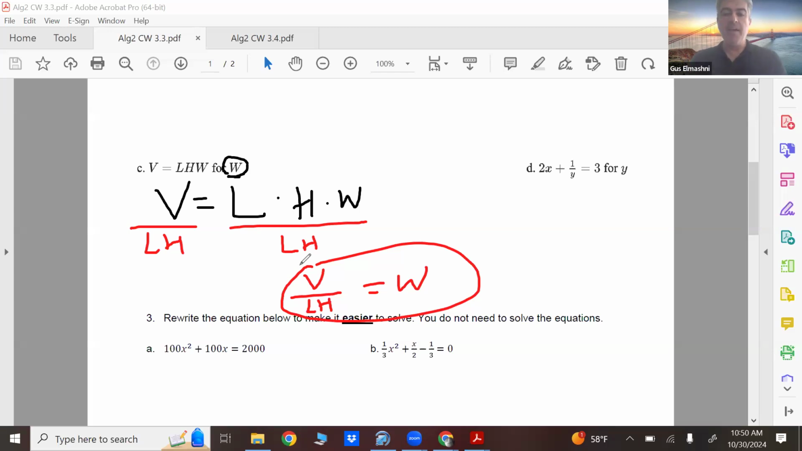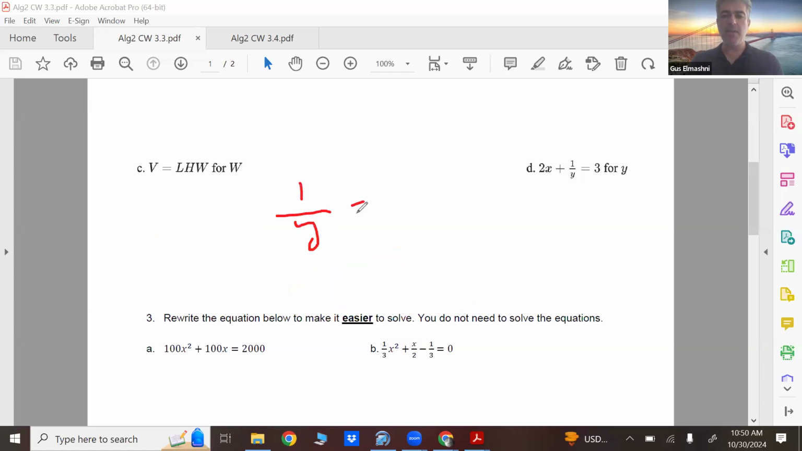Okay, good. All right. Hey, D. D's a little crazy. What do you want to get by itself for D? Yeah, so I'm going to move the 2x over first. So let me clear my screen. I'm going to move the 2x over first. So 1 over y equals 3 minus 2x, right? Because I have to subtract 2x first to get it to the other side.